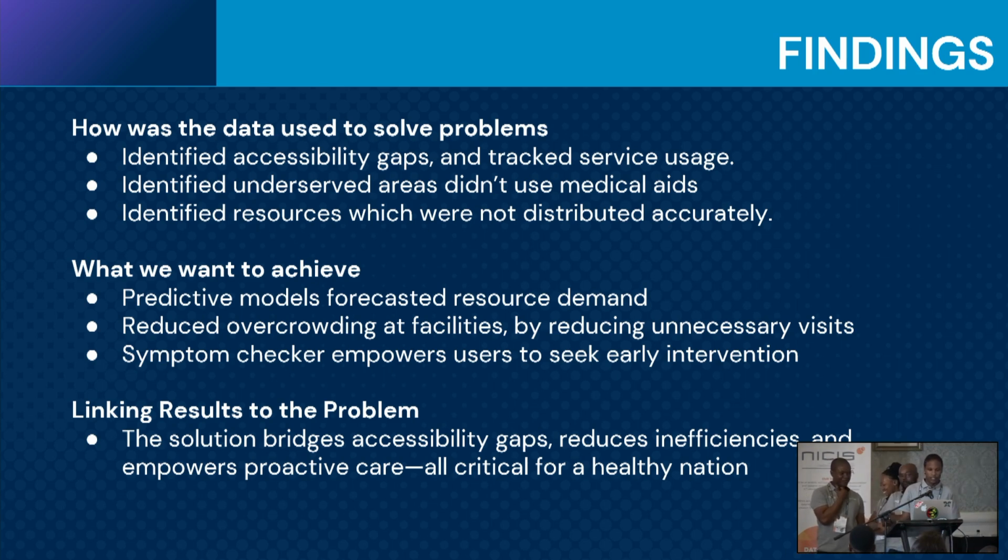So what we want to achieve through this is to create a predictive model that's going to give us demand, how the resources are going to be demanded in each place, and then reduce overcrowding at facilities by reducing unnecessary visits, and have an AI symptom checker which empowers people to seek early intervention. So what that AI checker does is you just go on your phone and put in your symptoms, and if it's something serious, it's going to recommend where you have to go.